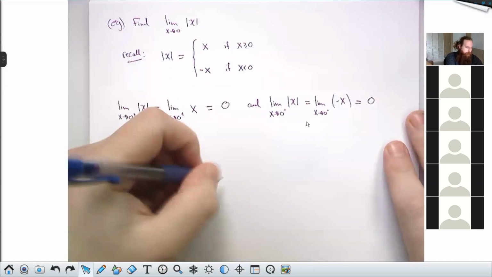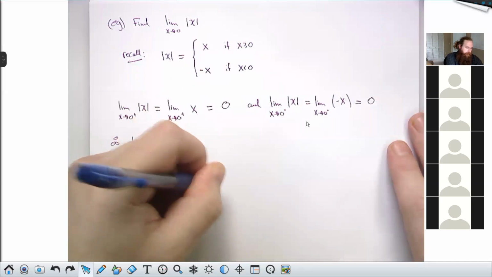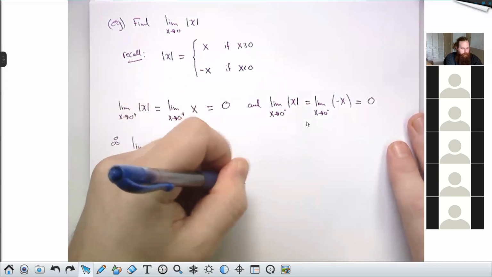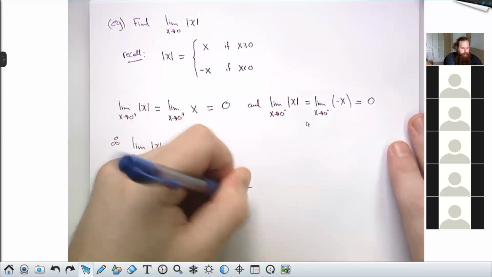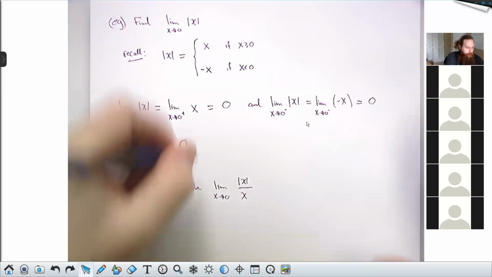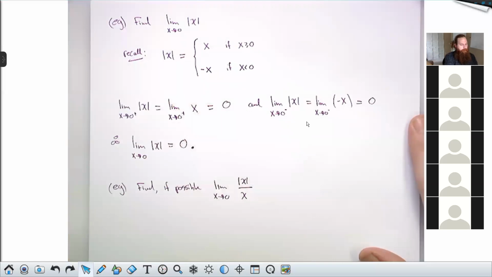Let's find, if possible, the limit as x goes to 0 of the absolute value of x divided by x. I don't expect anybody to know what that graph looks like off the top of their heads. You could make a table if you wanted to and then try to sketch a graph from that. But we want to stay in the spirit of what we've been doing lately, where we're working algebraically.